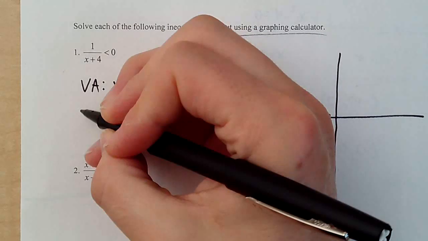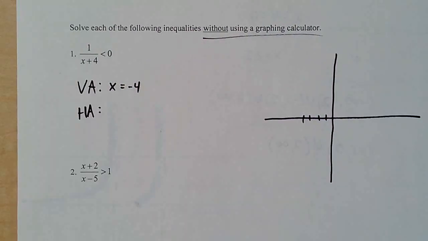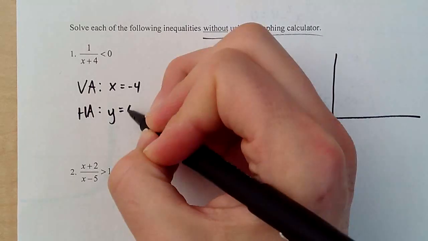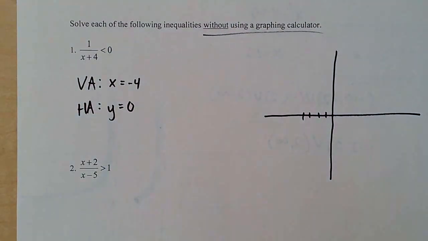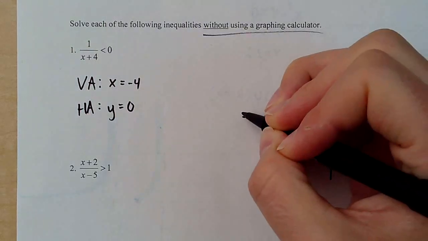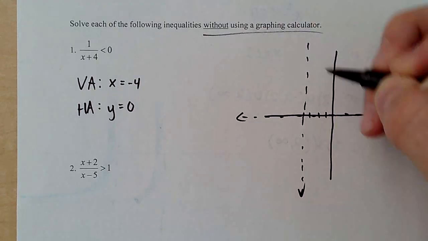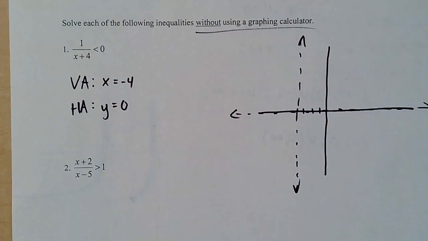We can also think about our horizontal asymptote here as well. This function is bottom heavy. We have a higher degree on the bottom, so it's got a big O, y equals 0. Okay, so we're going to have an asymptote at 0. So that tells us where the function goes on the ends. And then we have a vertical asymptote at x equals -4.